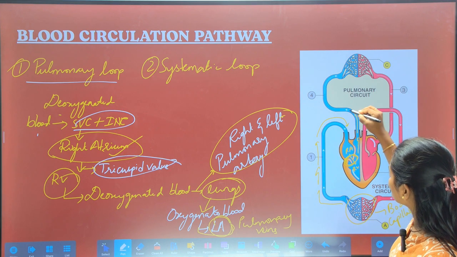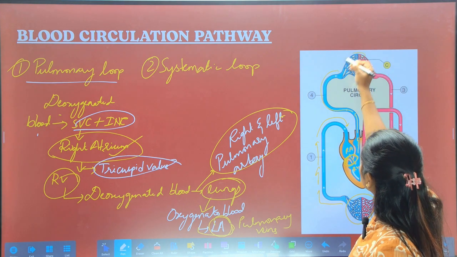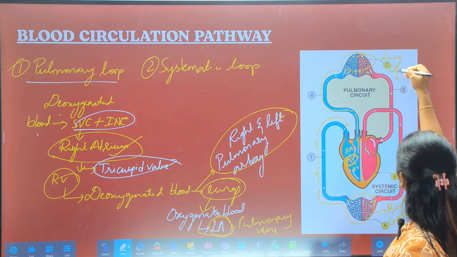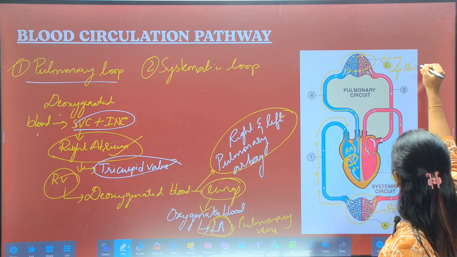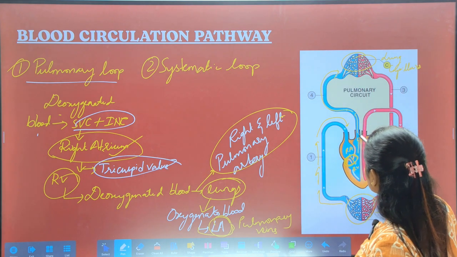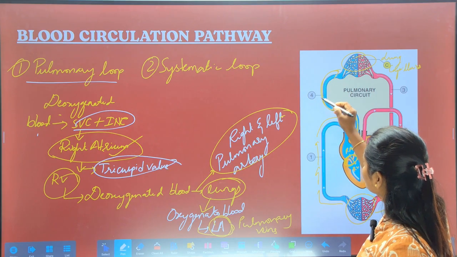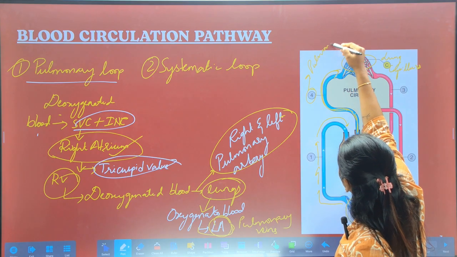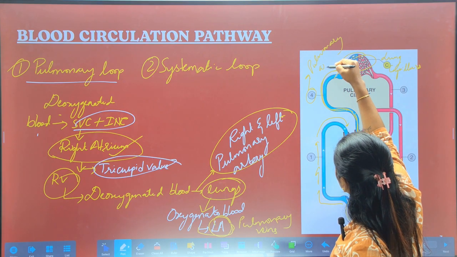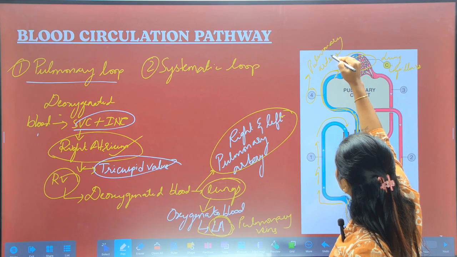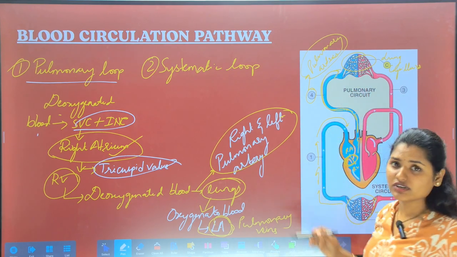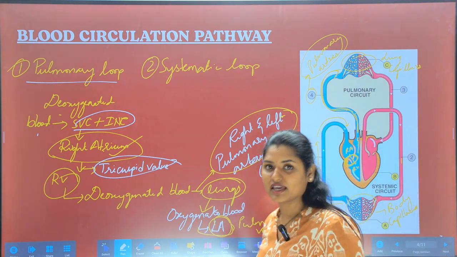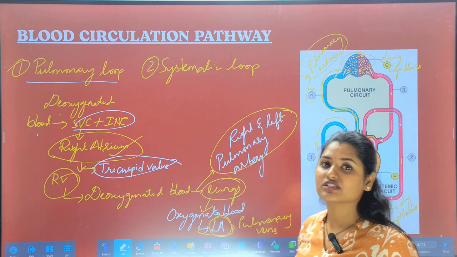deoxygenated blood travels to the lungs. So these are the lung capillaries. It passes to the lungs with the help of pulmonary arteries. With the help of pulmonary arteries, deoxygenated blood is transferred to the lungs, and from the lungs again oxygenated blood, where CO2 is removed there.